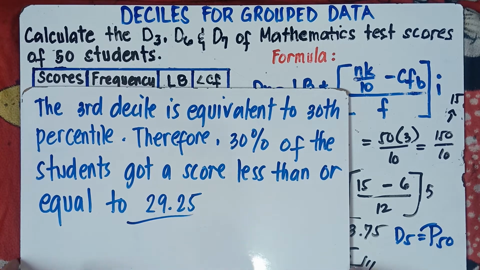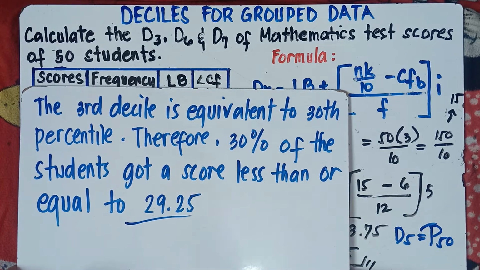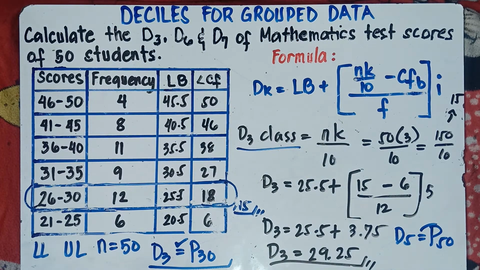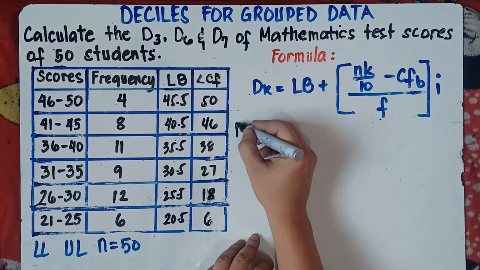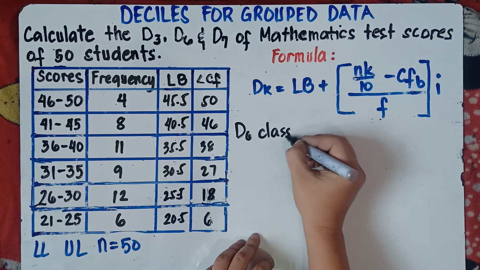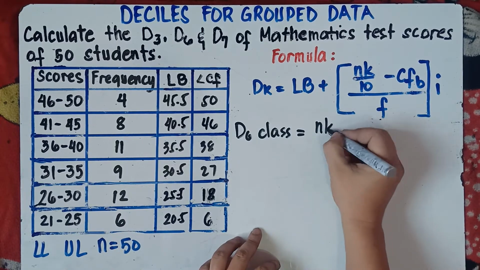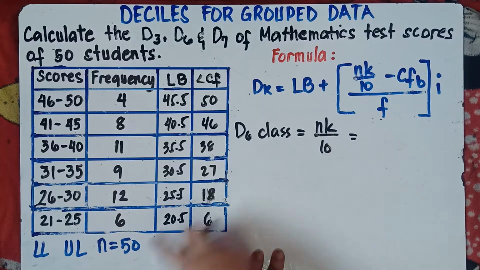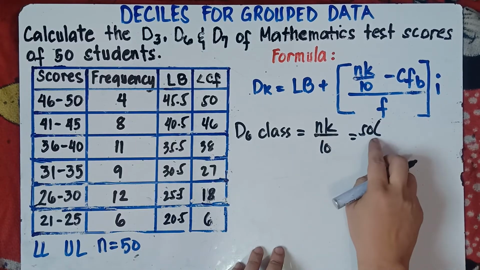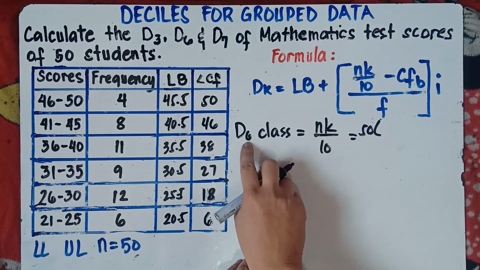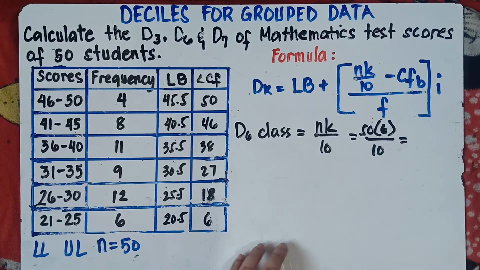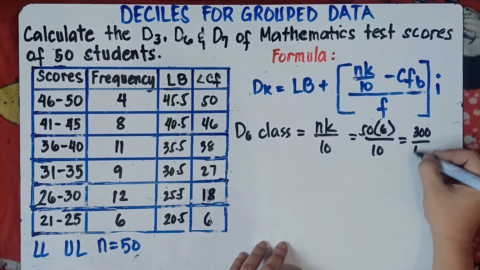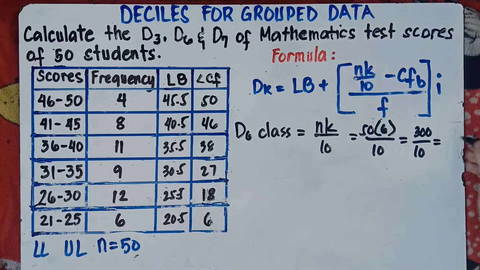So let's try another example. Finding 6th decile. Alright, so let's proceed now in finding the 6th decile. Once again, the first step is we need to find the 6th decile, class. So the 6th decile is equal to our formula, nk over 10. Once again, n is the total number of frequency, that is 50, and k is the decile that we're looking for. We're looking for 6th decile, therefore our k is 6. So, 50 times 6 over 10. 50 times 6, that is 300, divided by 10, that is 30.